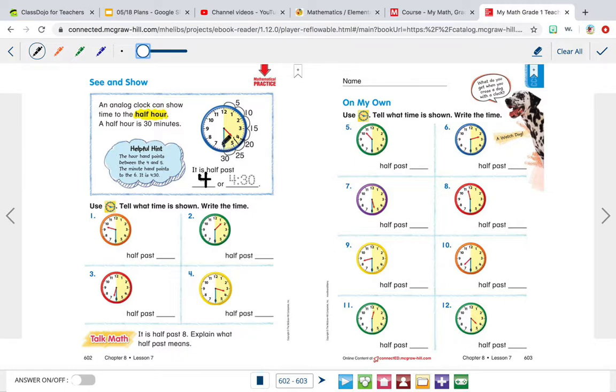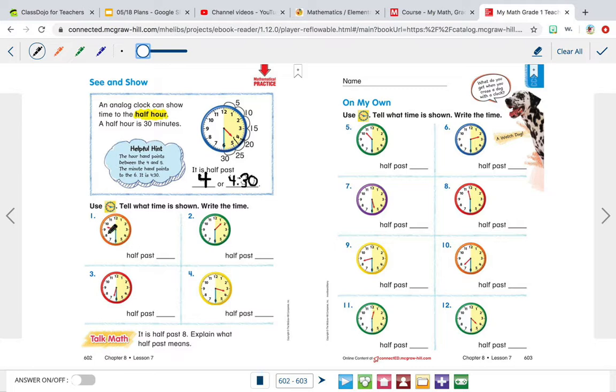So in order to get to 6, we have to count by fives. So we're going to go 0, 5, 10, 15, 20, 25, 30. So look at that, we made it to 30. Whenever it's at 6, the minute is going to be 30. And we know that because the hour is in the middle, it's going to be at 4. So it is either 4:30 or half past 4. Either way you say it is right. You can say it's 4:30, or you can say it's half past 4.